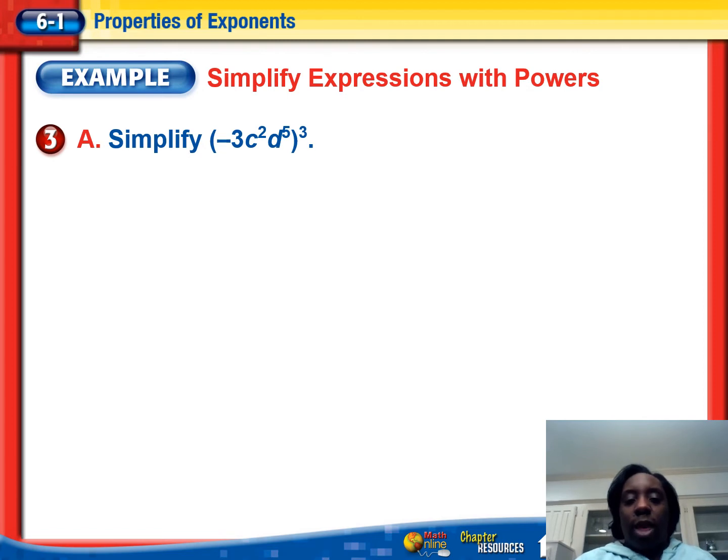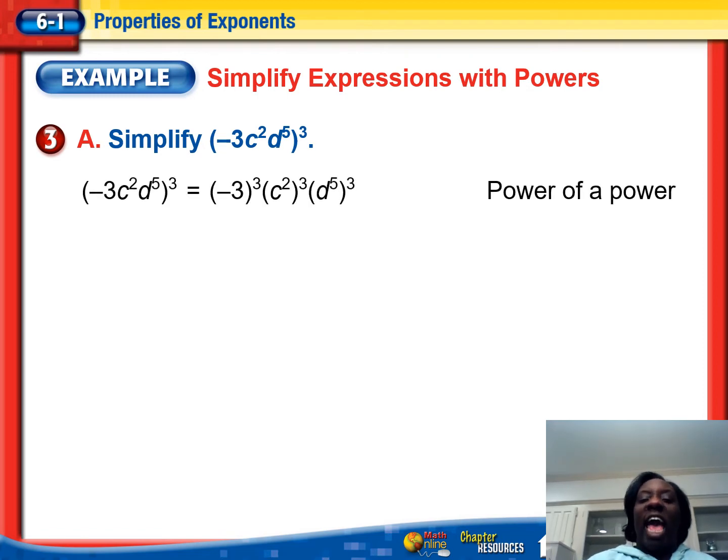Okay. So here it says simplify negative 3 c to the second d to the fifth, raised to the third. That means each factor being multiplied has to get the third power. If I pretend the variables weren't there and just look at negative 3 to the third power, it would be negative 3 times negative 3 times negative 3. Same thing, c to the second power raised to the third would be c to the second power times c to the second power times c to the second power. Same thing with d.